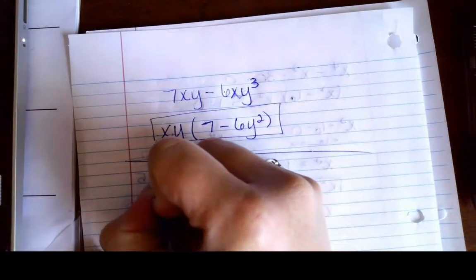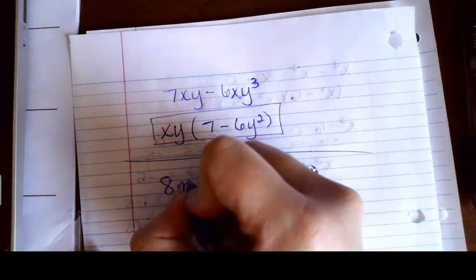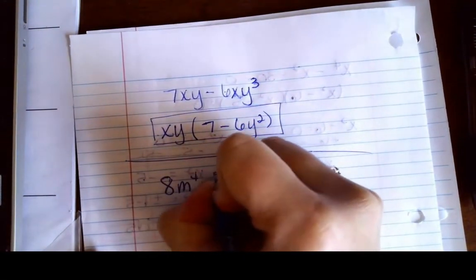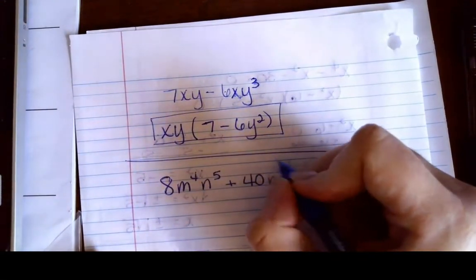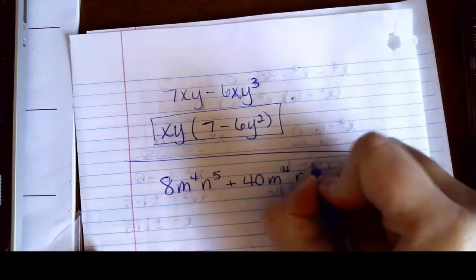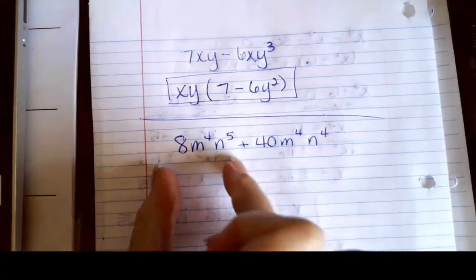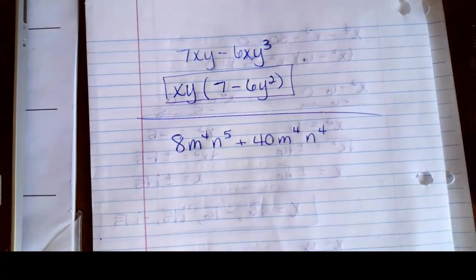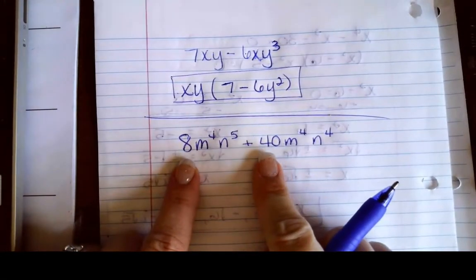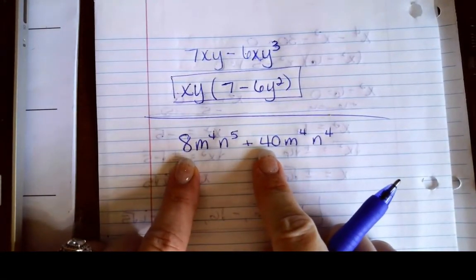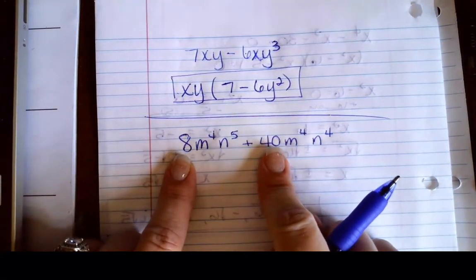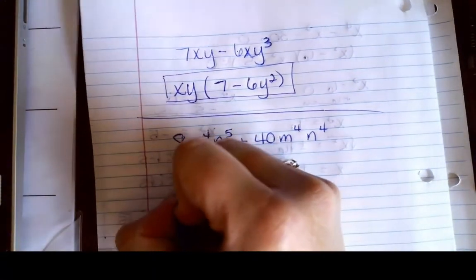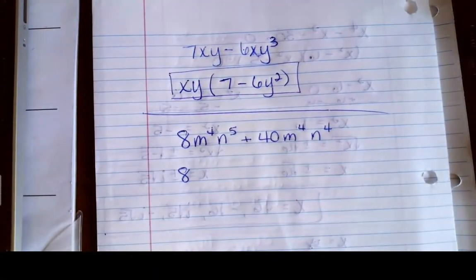All right, I have 8m to the 4th n to the 5th plus 40m to the 4th n to the 4th. So I've got a binomial, and I want to factor out the greatest common factor. So can I pull out a number? Can I pull out a constant? Well, 8 is a factor, and 8 is a factor of 40. So I can pull an 8 out of both. So remember when I say what can I pull out, I'm asking what can I divide out?